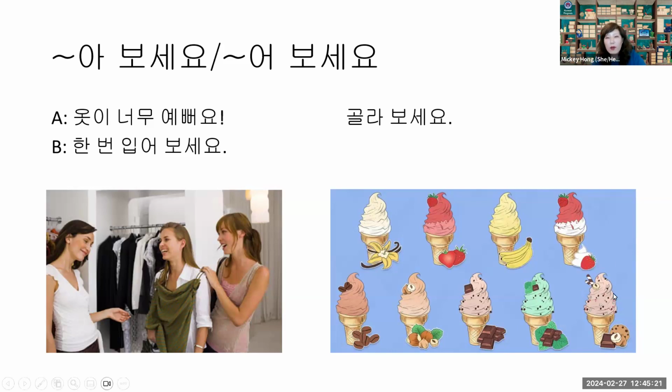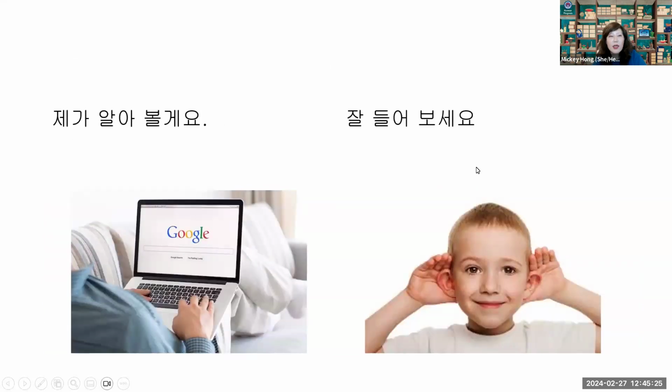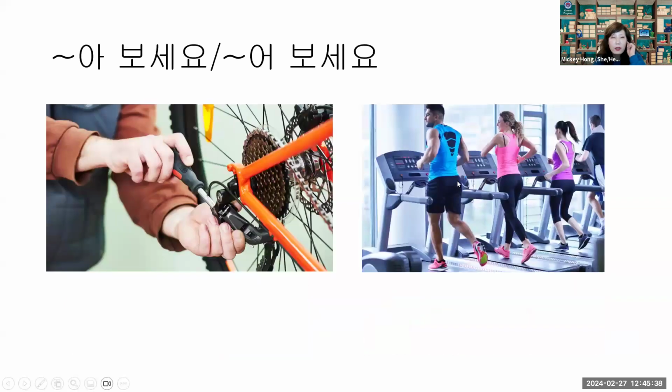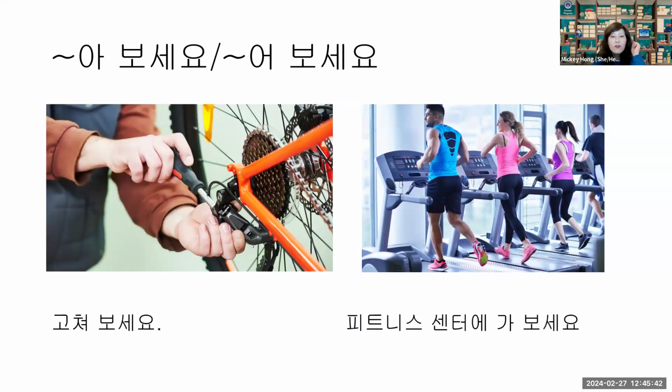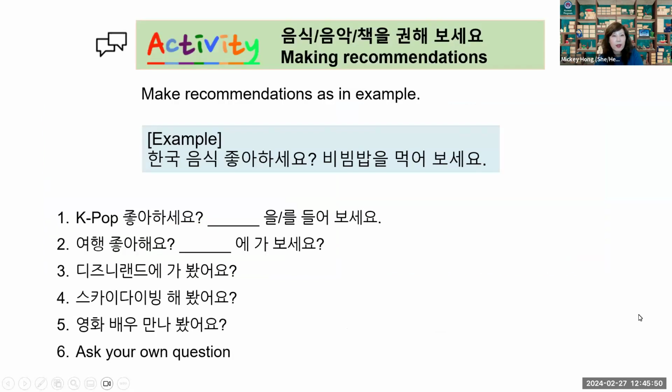골라보세요. Like try picking a flavor. 제가 알아볼게요. I'll look into it. That's what it means. I'll search into it. 잘 들어보세요. Please try listening very carefully. 고쳐보세요. Try fixing it. Fitness center에 가보세요. 피트니스 센터에 가보세요. Try going to the fitness center. See how that's like.